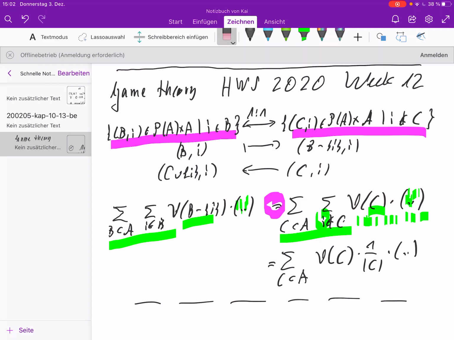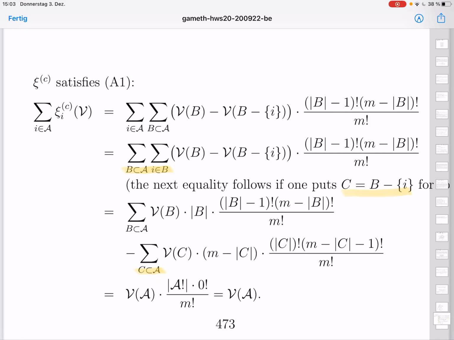So sorry, here's a mistake. This is not 1 over the absolute value of C, but this here is M minus c times this rest. Because the number of elements not in C is m minus c, where c is the absolute value of C. And this is used in the manuscript of the lecture course.